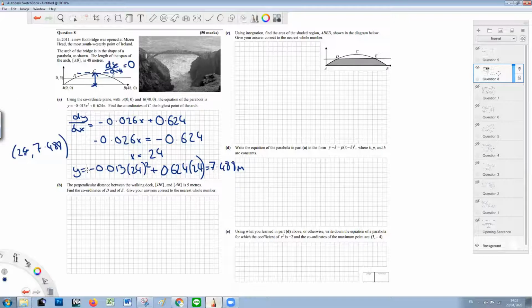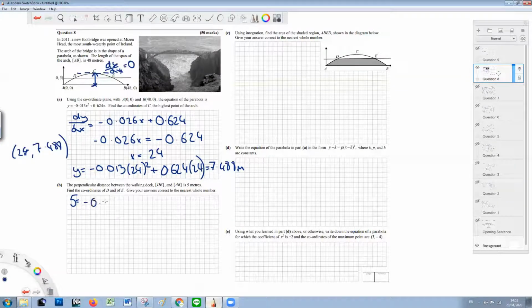All right. The perpendicular distance between the walking deck, DE, and AB is 5. Find the coordinates of D and E. Give your answers correct to one place of decimal. So we know that this time our value of y is going to be equal to 5, because this is 5. So rather than saying y is equal to 0, this time we're going to say 5 is equal to, and this is going to give us our x coordinates.